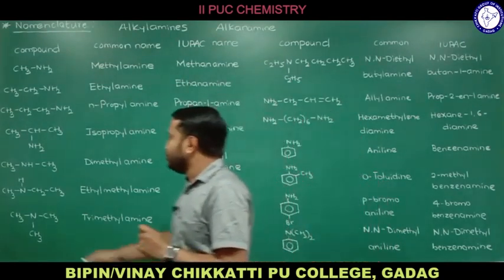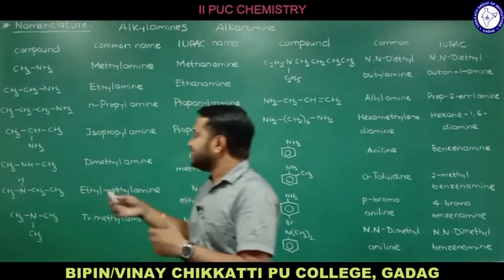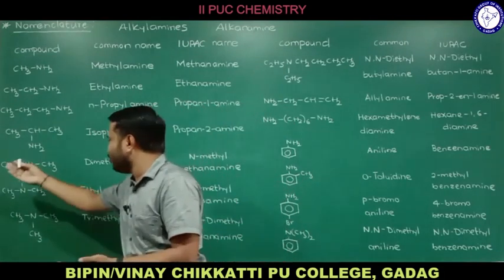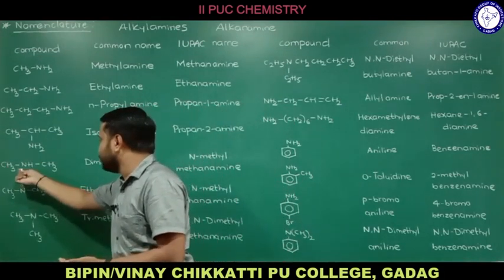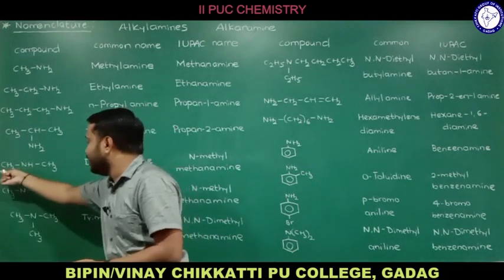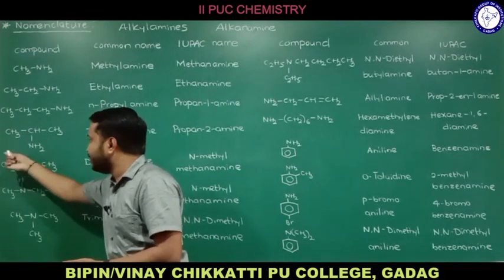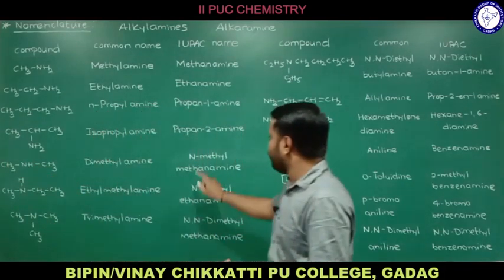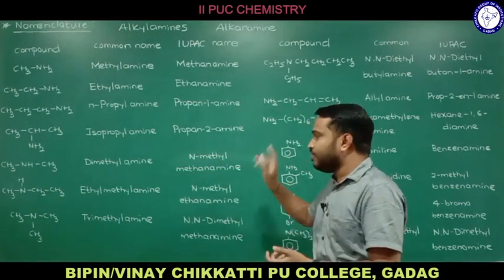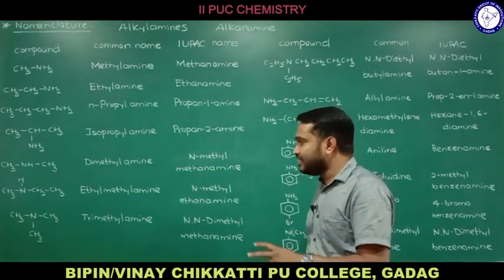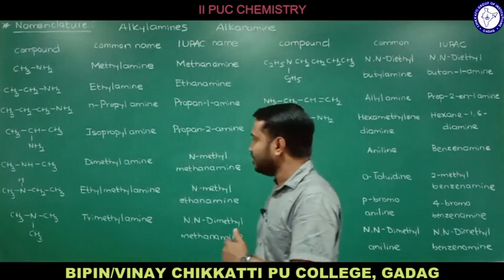So here you should consider the longest carbon chain. Since we have only the same kind of carbons here, if you consider this as the parent, this will be the methyl, which is N, that you can consider. So therefore N-methyl methanamine we have here. Next one we'll see, and we'll understand what's the difference while writing that.